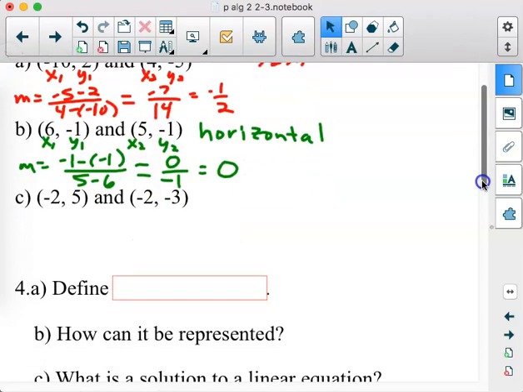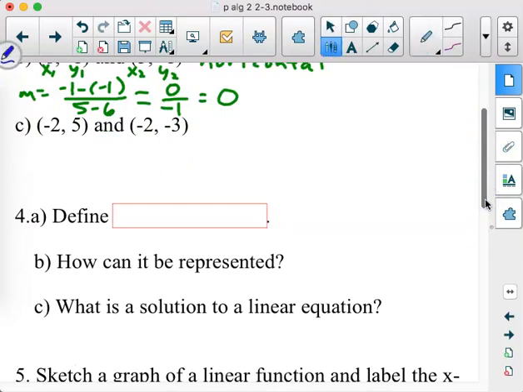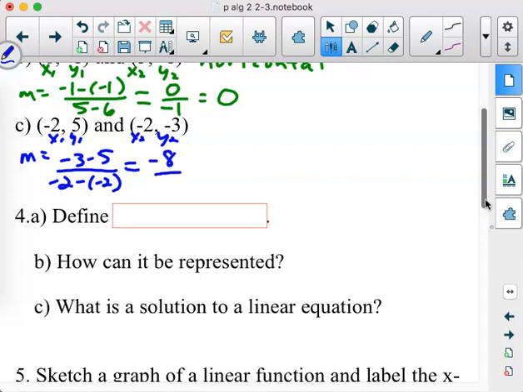Looking at C. M equals, x sub 1, y sub 1, x sub 2, y sub 2. Slope, find the slope. Average rate of change. y2 minus y1 over x2 minus x1. Negative 3 minus 5 over negative 2 minus a negative 2. Again, you get that feeling something hinky's going on here. Negative 8 divided by 0.